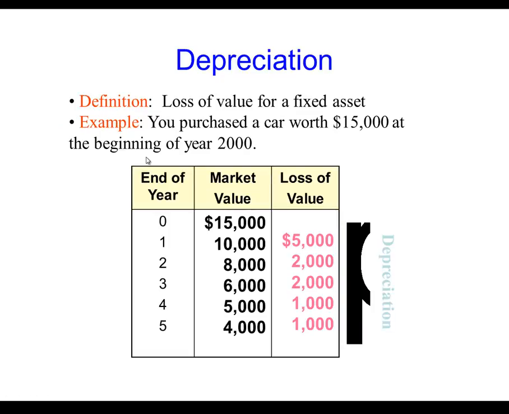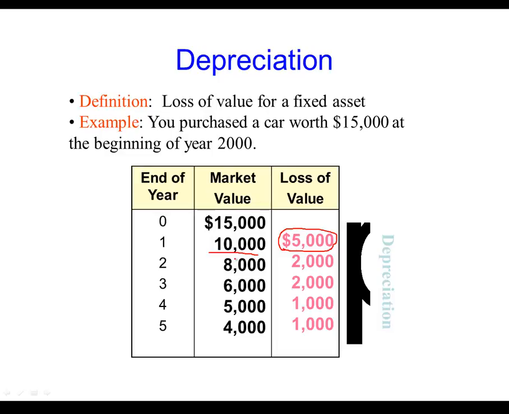Depreciation is the loss of value for a fixed asset such as a car. So if you purchase a car that's worth $15,000, by the end of the first year it will already have lost $5,000. So the value of the car will go down from 15 to 10. Actually, as soon as you drive out from the dealer lot, you will lose $2,000 to $3,000.